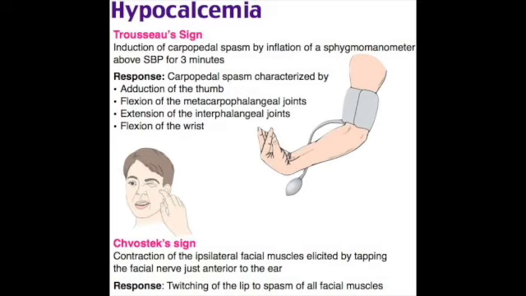Moving to hypercalcemia. Etiologies of hypercalcemia are 90% due to primary hyperparathyroidism or malignancy. Primary hyperparathyroidism is the most common cause overall: a parathyroid adenoma, MEN, multiple endocrine neoplasia, or lithium therapy. Malignancy due to PTH-related protein production. So if you see PTH-related protein production, that's indicative of malignancy.